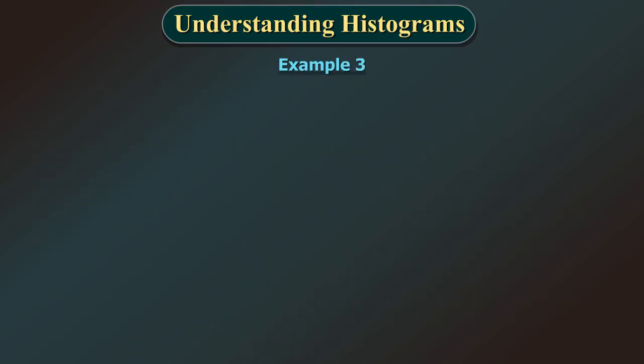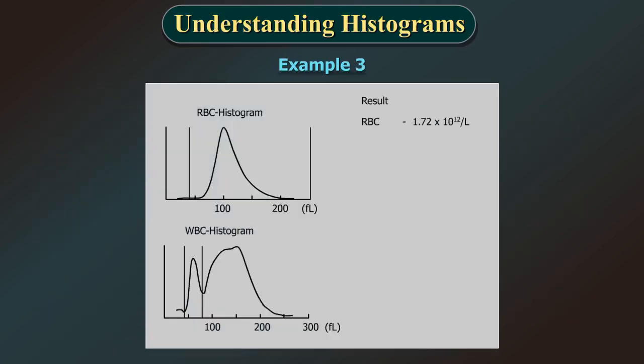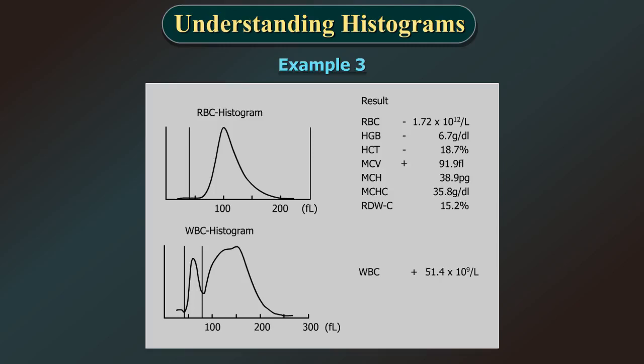Let us look at example 3. The RBC count is 1.72 into 10 to the power 12 per liter. Hemoglobin is 6.7 grams per deciliter. Hematocrit is 18.7%. MCV is 91.9 FL. MCH is 38.9 pg. MCHC is 35.8 grams per deciliter. RDWC is 15.2%. As you can see, the WBC count is 51.4 into 10 to the power of 9 per liter and the lymphocyte percent is 12.4 grams per deciliter.